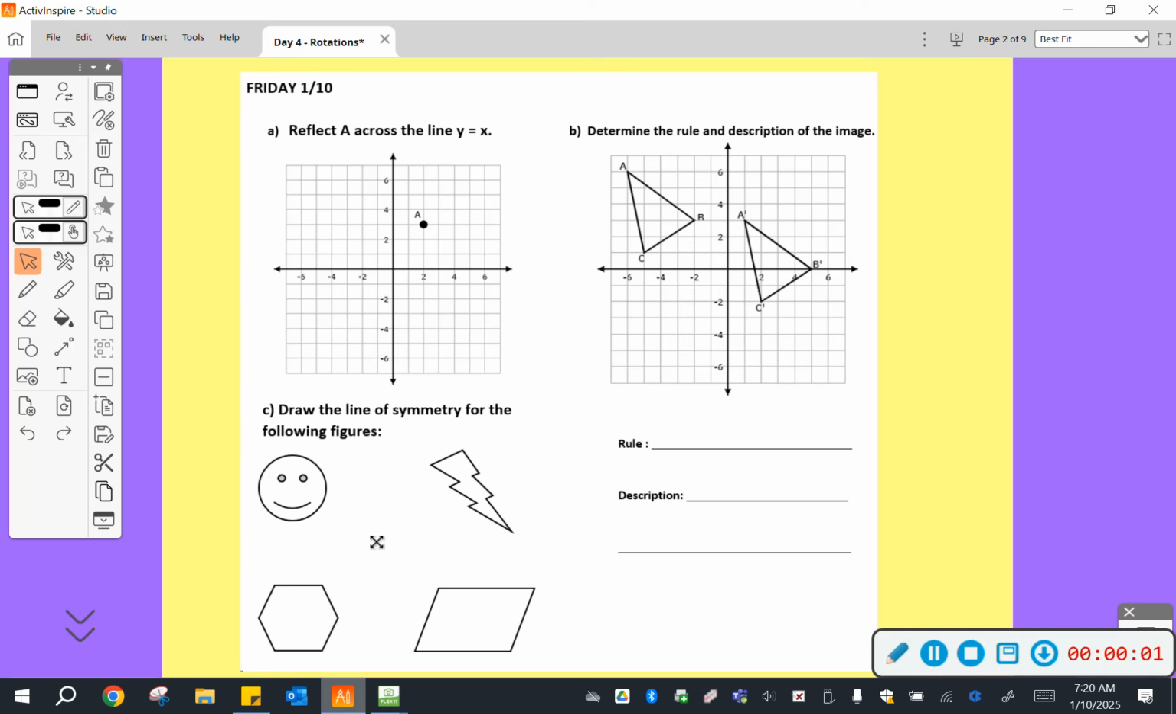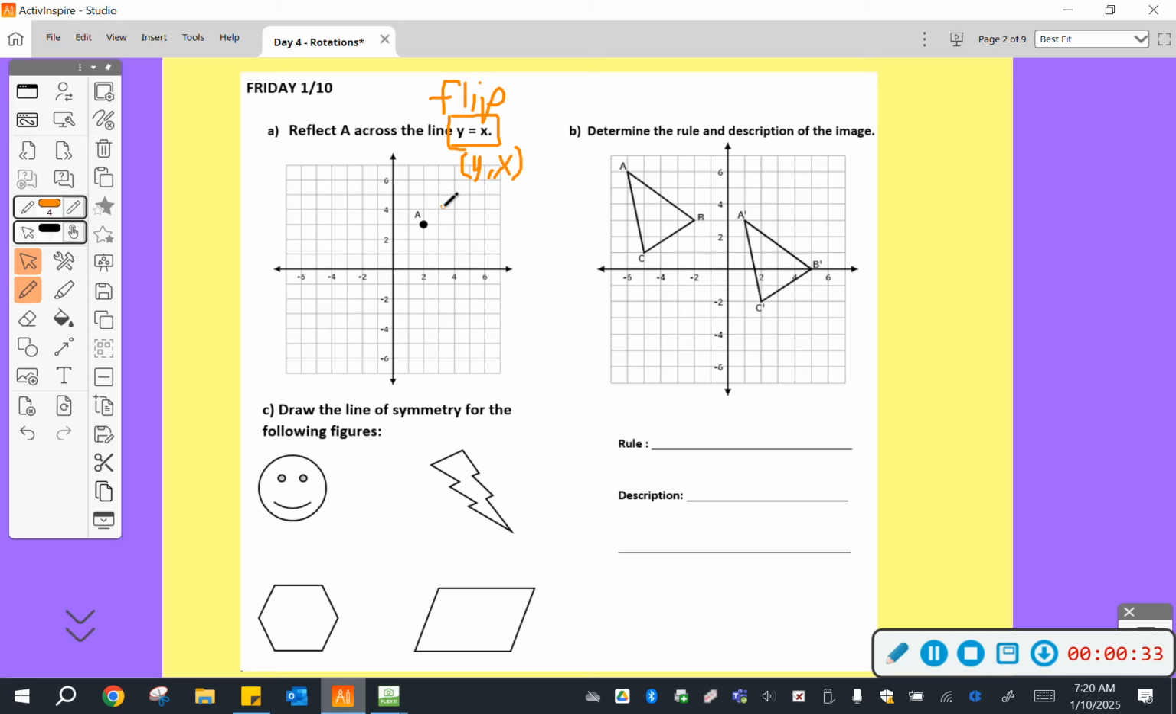All right, first question says reflect A across line y equals x. So as a reminder, because it's been 2 days, whenever you see this y equals x, what do I want you to remember to do with that? You flip it. You are going to flip the numbers. Y equals x, you're going to end up flipping it, and you're going to want your new point to be y comma x. All right?